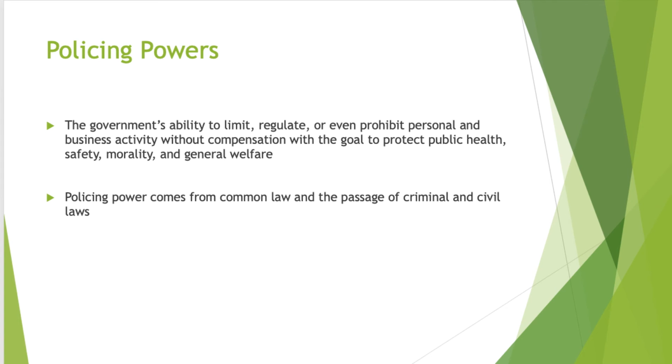The police have the power to prohibit people from doing certain activities which are based in law. So, there's a law that you can't speed more than, say, 65 on a road. Police are applying that law, and they're using their policing powers from the government. This power of policing comes from traditional common law and the passage of criminal laws, like in our example, and they use those to protect the health and safety of others. So the goal of policing is to protect public health, safety, morality, and general welfare.